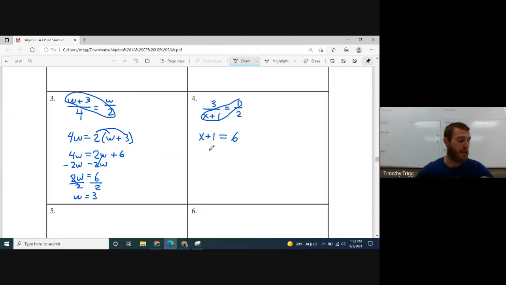Here, to get x by itself, notice it says plus 1. To cancel that, you would subtract 1. That'll leave you with x equals 5.